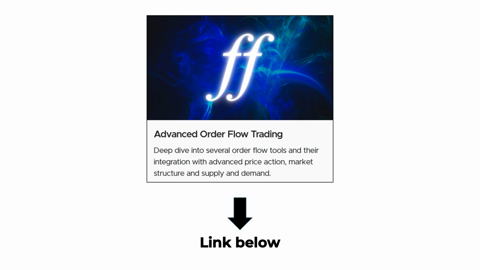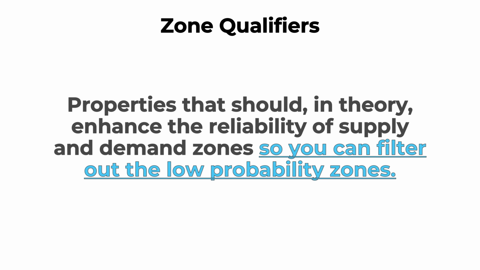We move on now to the concept of zone qualifiers. These are properties that should, in theory, enhance the reliability of supply and demand zones, so you can filter out the low probability zones. I say that it should theoretically enhance because in real charts, you'll see high probability zones failing and low probability zones working sometimes, which is perfectly normal since trading is a game of incomplete information. So keep in mind that these are general guidelines that agree with the standard theory of supply and demand trading, not ironclad rules.